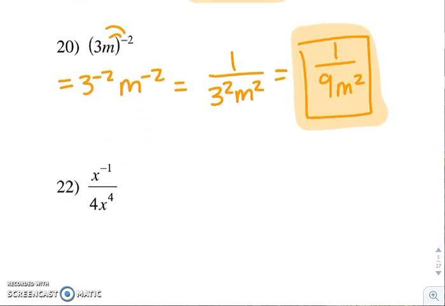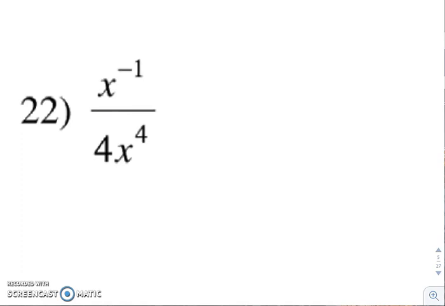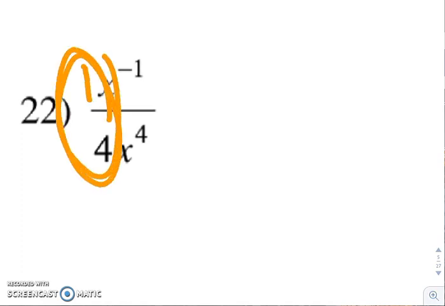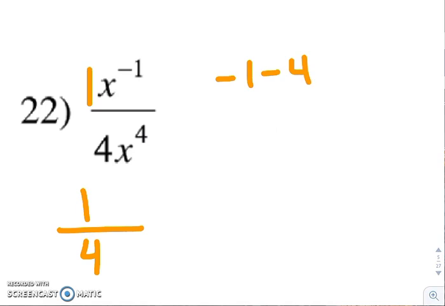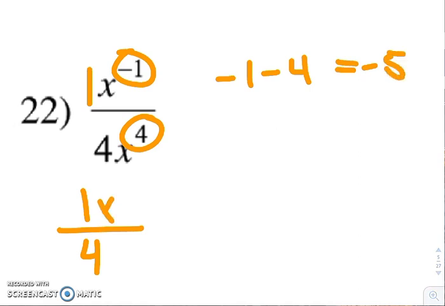Okay, now we've got some quotients in here, some division. So x to the negative first over 4x to the fourth. So if you could, you would want to try to reduce the coefficients, but 1 and 4 doesn't reduce any. So that's just going to stay 1/4. But then what is negative 1 minus 4? This power minus that power. You get negative 5. So that would really be x to the negative fifth.